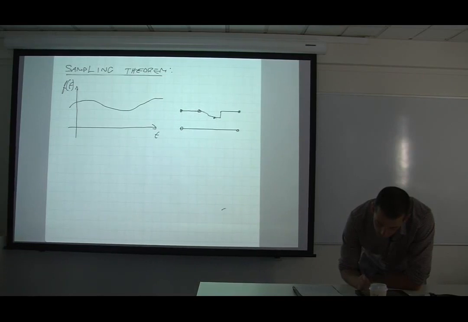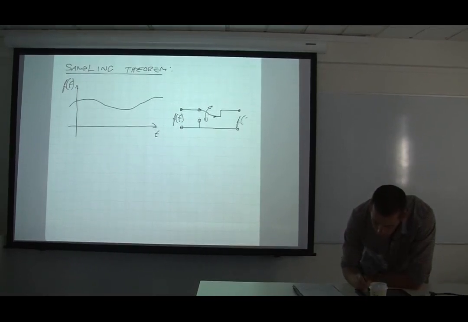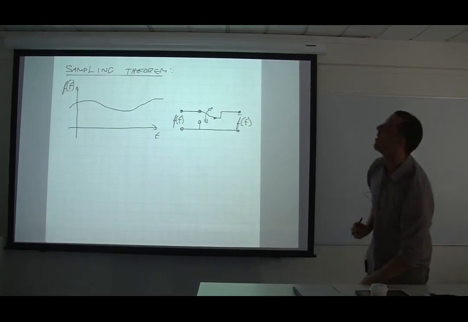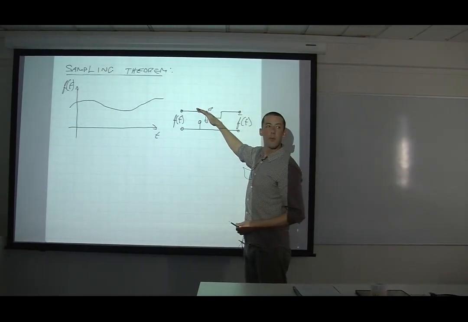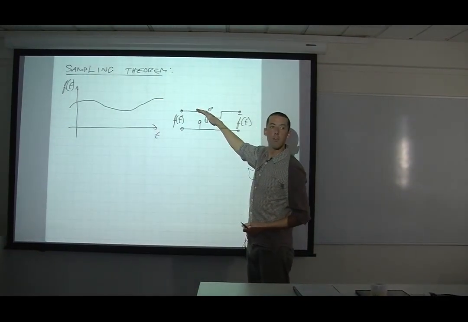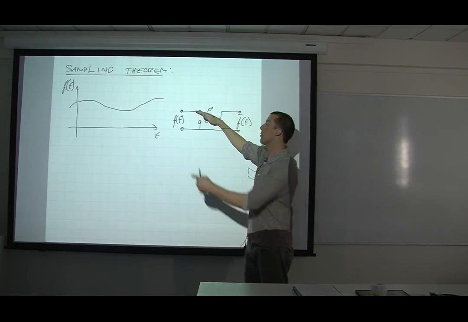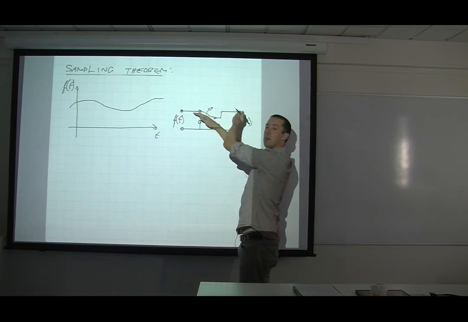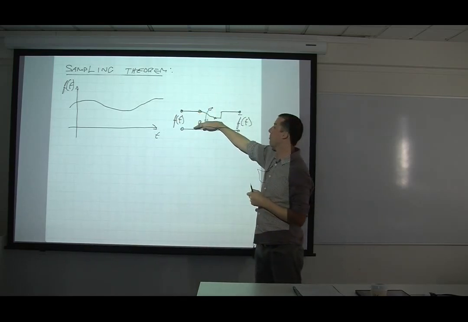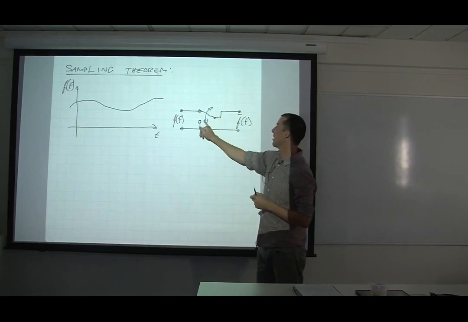And I have a switch which can go between two positions, so maybe that can move back and forward. So this is my voltage f of t at this point here. Maybe I get some sample voltage, which I'll write f bar of t. So I'm going to open and close this switch periodically, and for a certain amount of time. So I'll make the contact, the voltage will be transferred. If you're an electrical engineer, this will be very intuitive to you. The voltage gets transferred from here to here, and then I break the contact and bring the voltage on this side back to zero. It'll be connected this way.